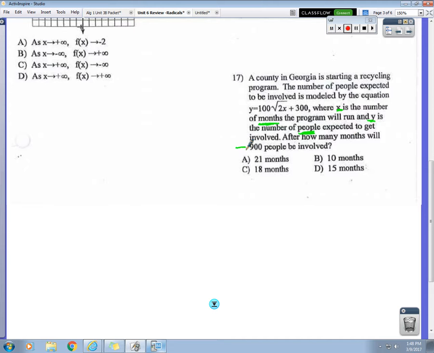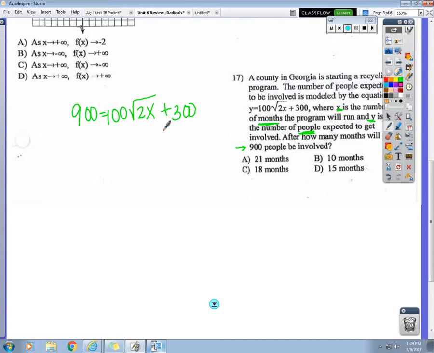Where could you put that 900? Well, look, 900 people. Didn't they say y is people? So in the y place, you would plug in the 900. Now you begin the process of solving it, which means you start by subtracting 300 to cancel it on that side. And now you're left with 600 on the left, equal to 100 times the square root of 2x on the right.